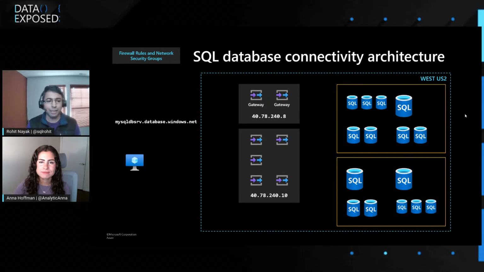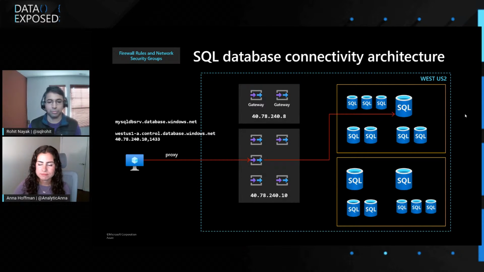Now, when you as a client connect to your database.windows.net, which is your server, DNS resolution will resolve it to one of these SQL gateways and the port 1433. And that's how your connection will be made. This mode of connection is called the proxy mode, where the gateway acts as a proxy in the middle, and not only your initial login attempt, but subsequent query results flow through the gateway.